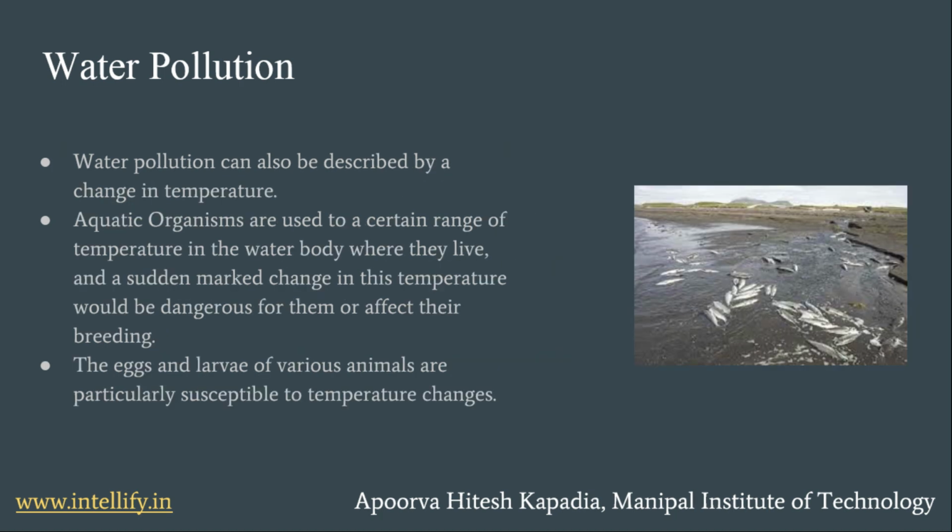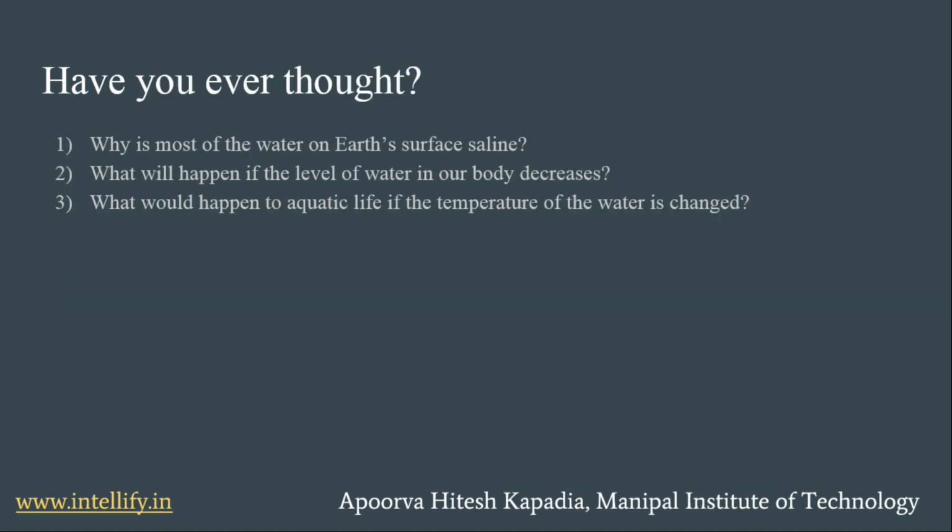Water pollution can also be described by a change in temperature. Aquatic organisms are used to a certain range of temperature in the water body where they live, and a sudden change in this temperature would be dangerous for them or affect their breeding. The eggs and larvae of various animals are sensitive to these temperature changes.